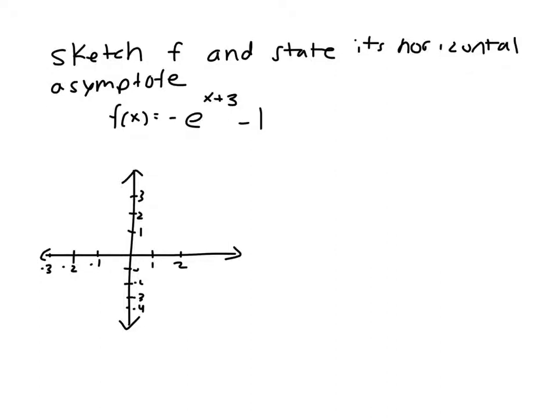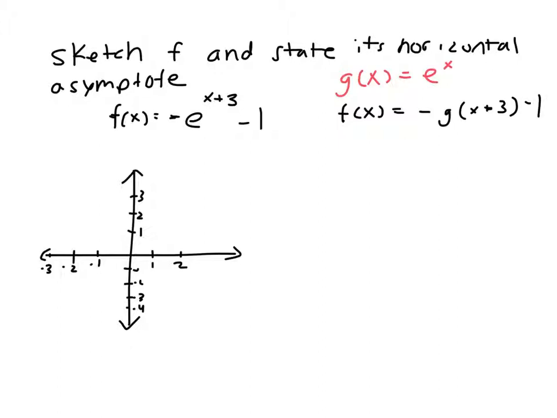In this video, we're going to graph f of x using a transformation of g of x, which is the natural exponential function. First, we're going to write f of x in terms of g of x. So f of x equals, there's a negative out front, and then g, and what do I need to plug into g? I need to plug in x plus 3. If you plug in x plus 3, you'll have e to the x plus 3. Then I have the minus 1 on the end.